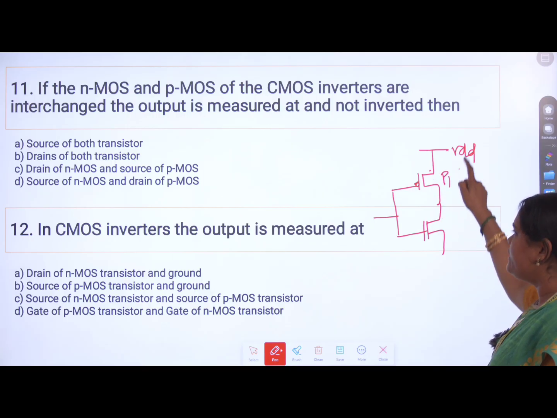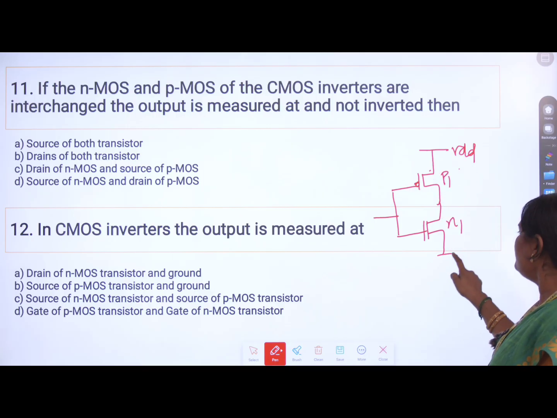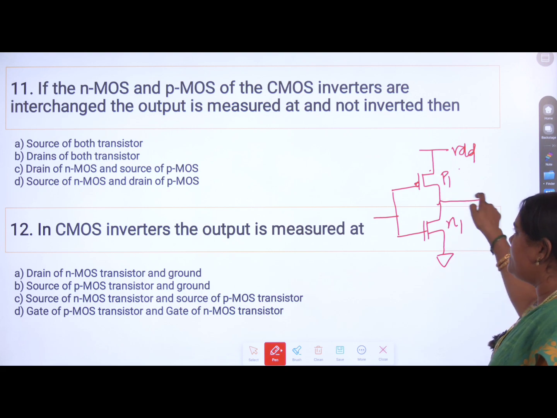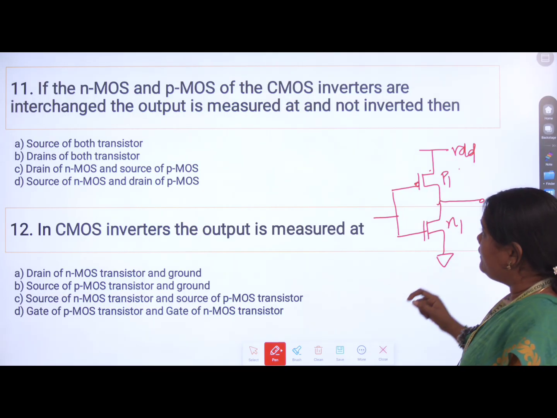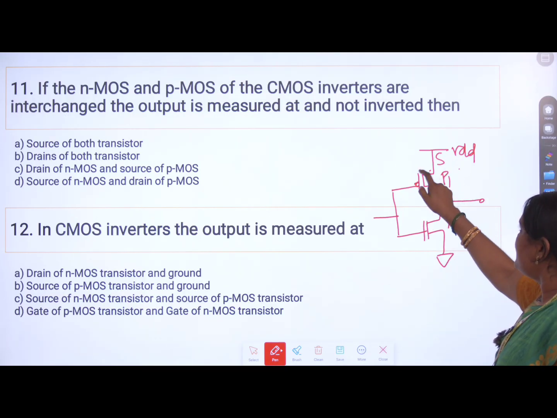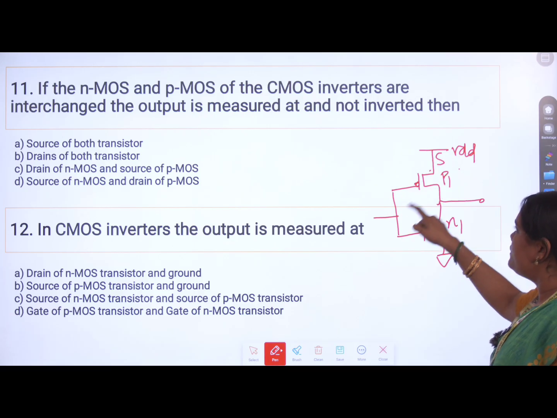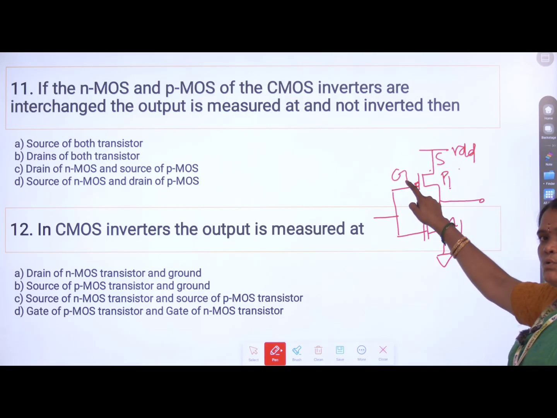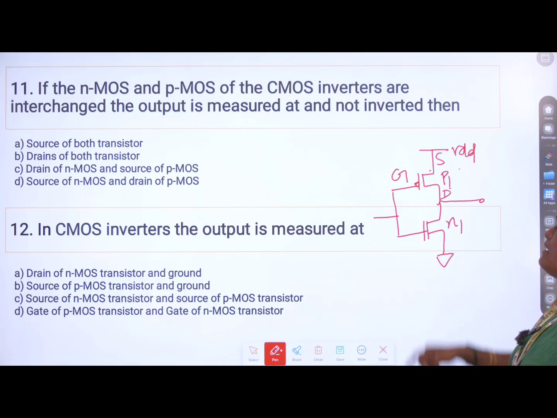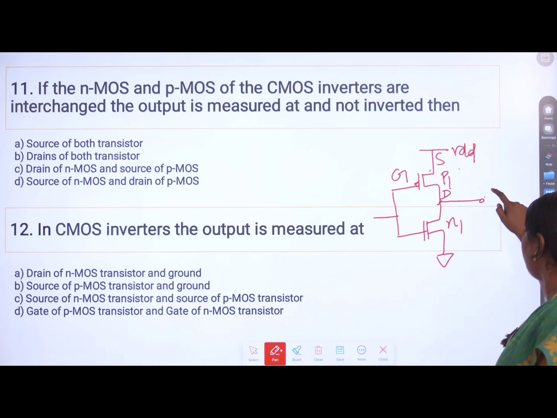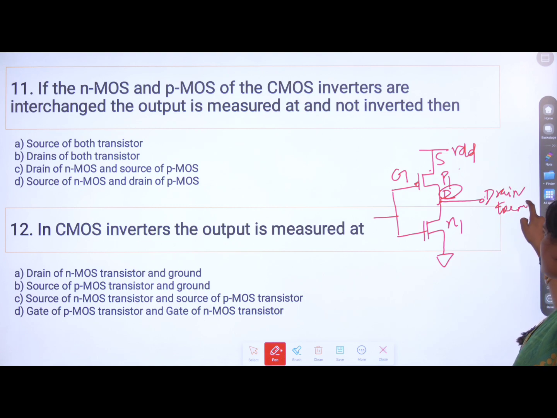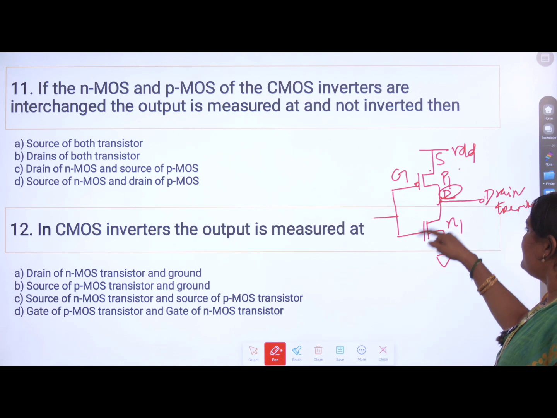PMOS is connected to VDD and NMOS is connected to ground. The output is taken immediately across PMOS. Now, in the question, NMOS and PMOS are reversed. So, say this is the source terminal of this PMOS transistor and this one will be the gate terminal of the PMOS transistor and this one will be the drain terminal of the PMOS transistor. So, the output is taken immediately across the drain terminal of, note this point, the drain terminal of PMOS.